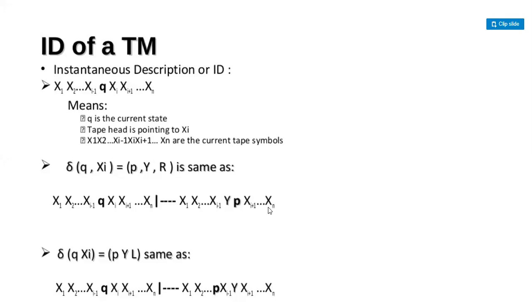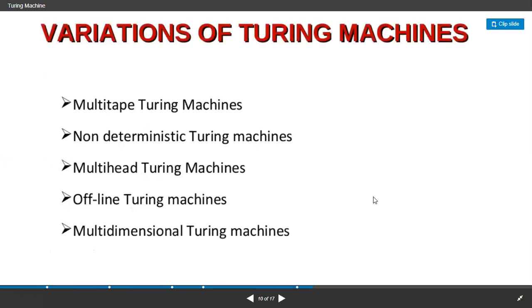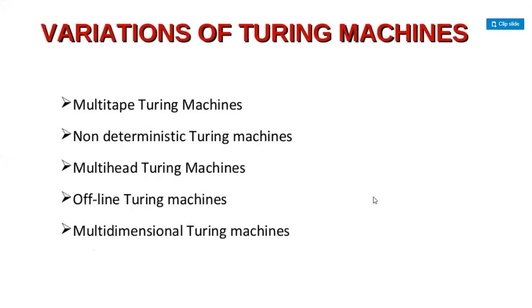The next concept here is variations of Turing machines. Here we have different variations. The first one is the multi-tape Turing machine, the second is the non-deterministic Turing machine, the third is the multi-head Turing machine, the fourth is the offline Turing machine, and the fifth is the multi-dimensional Turing machine. These all come under the variations of Turing machines, or various types of Turing machines.